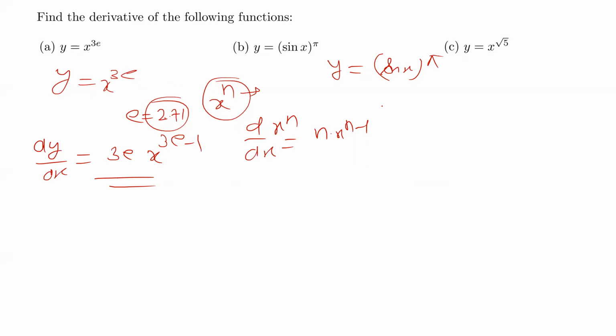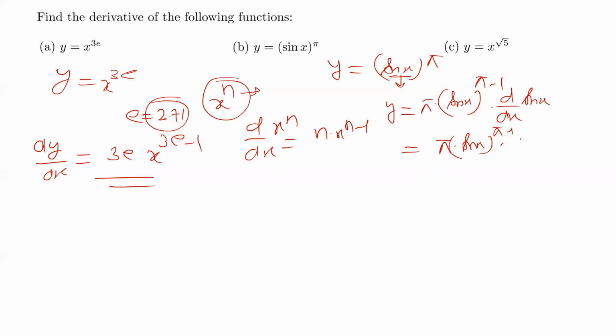Here second question, y is equal to sin x power pi. So here we are applying the chain rule. So here sin x, just assume the x, then x power pi, then just applying the same rule. Then here n is pi, so pi into sin x power pi minus 1, just applying the chain rule. Okay, so pi into sin x power pi minus 1 into derivative of sin x, cos x. This is my answer. Pi into sin x power pi minus 1 into cos x.